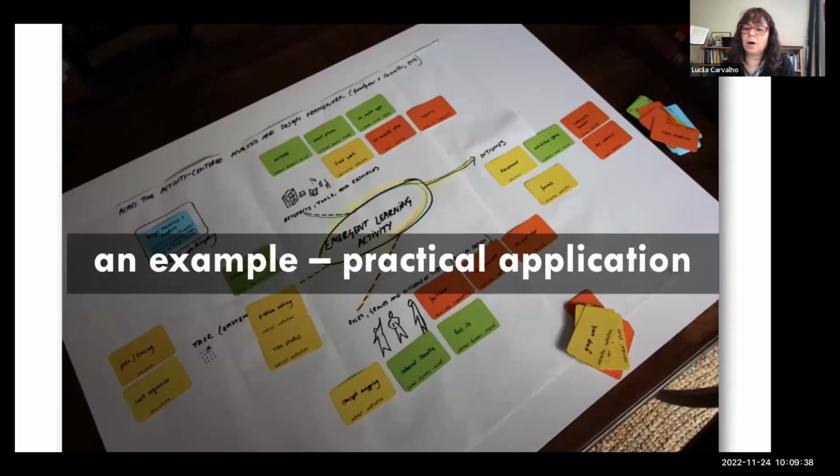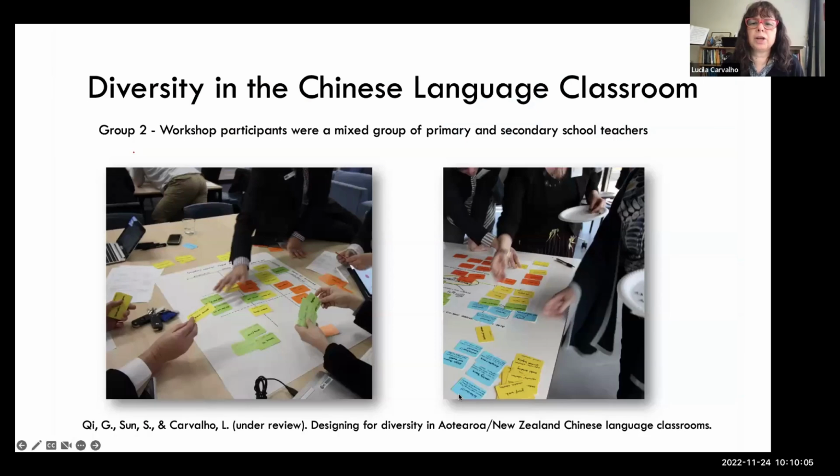So I'm just going to share now a short example of a workshop that we did, I think it was last year. And this workshop, so you can see the practical application and how the ideas flow into a design session. And so this was a workshop that we did with a group of teachers here from Auckland, and they were teaching Chinese language in schools, and they were teachers and teacher aides. And the main theme of the symposium, so they came for a one-day symposium, was about diversity.